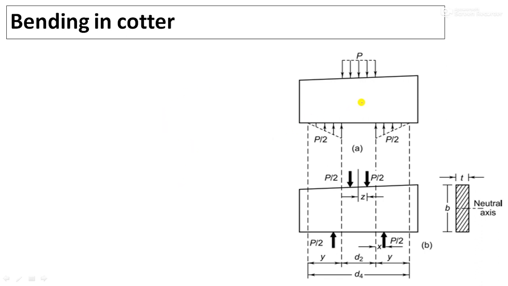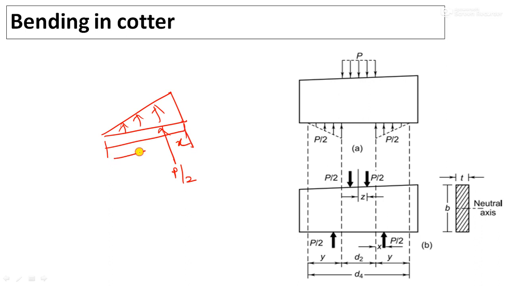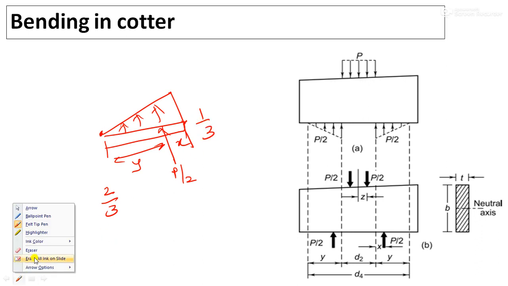Okay, so already I have explained that for this triangular portion, let us say at this particular point the force acting is P by 2. Let us say this is x and this is y. So from this side we are considering 2/3, and from this side we are considering 1/3. This detailed analysis I have explained there.